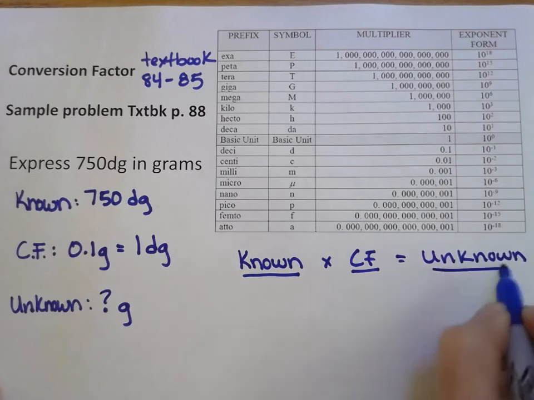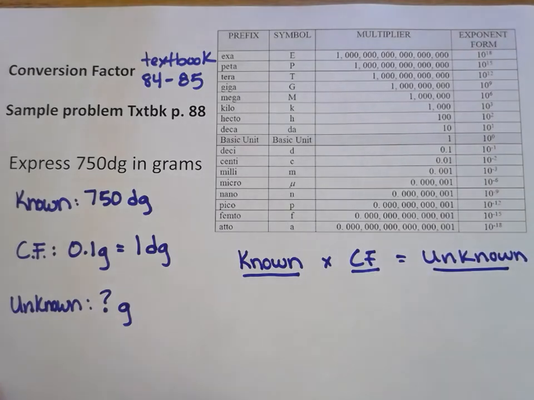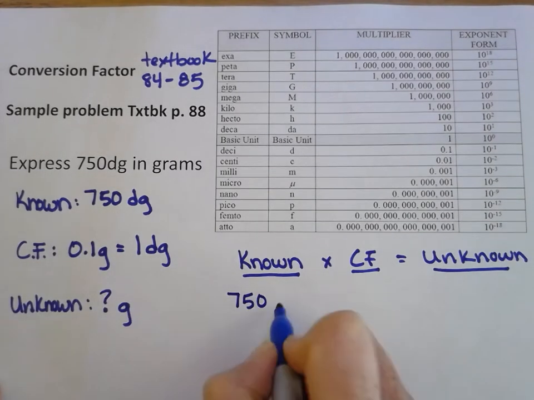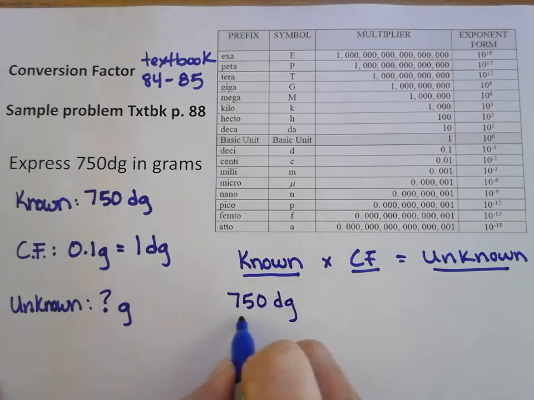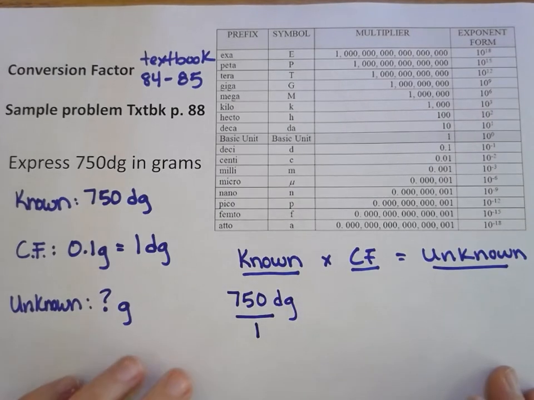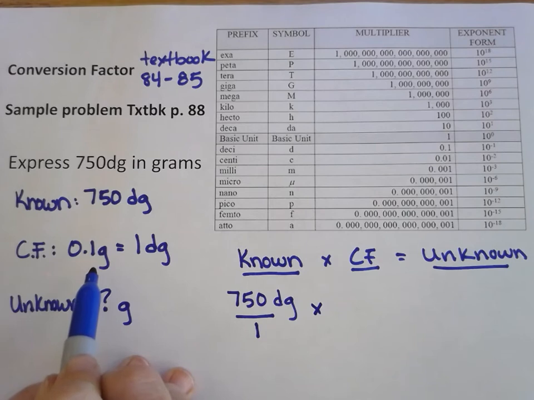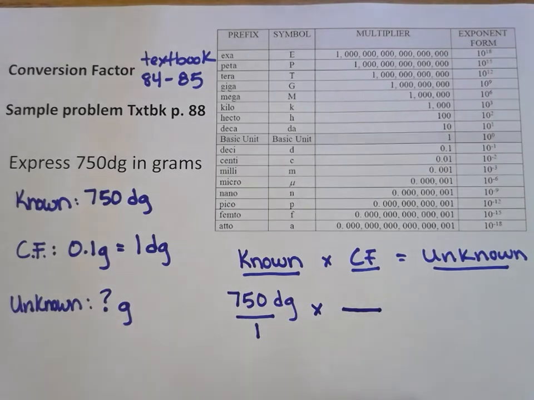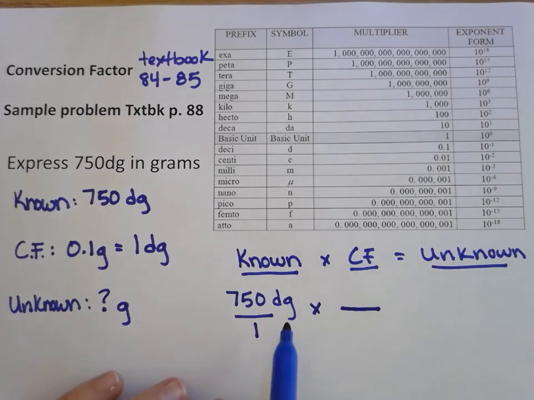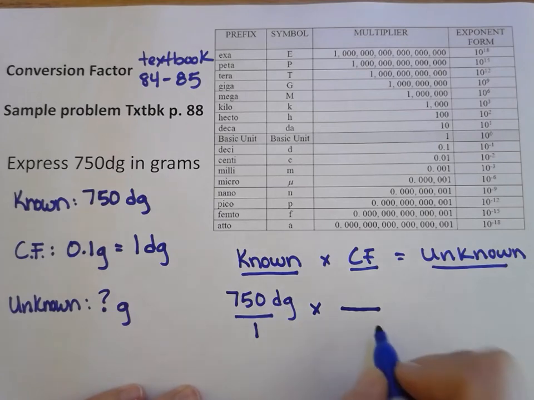Sometimes you can have multiple conversion factors. In this case, we do not. The known is 750. I got to add the unit, and I'm going to actually make this over 1. I'm going to multiply it by the conversion factor. This equivalency I can make into a fraction. I'm going to make a line, and then I want to cancel out like terms. So I'm going to look at the units here in my known. The dg is a numerator. I want to cancel that out, so the dg is going to be the denominator for my conversion factor.